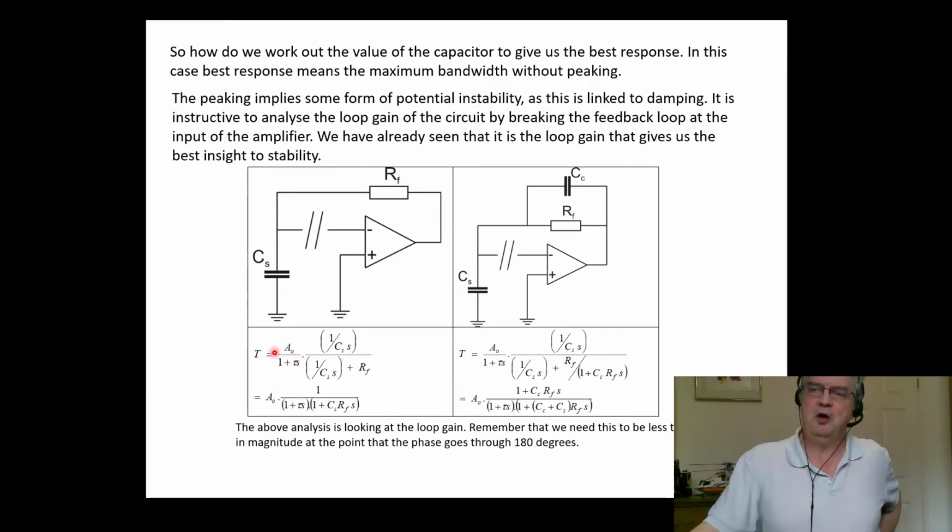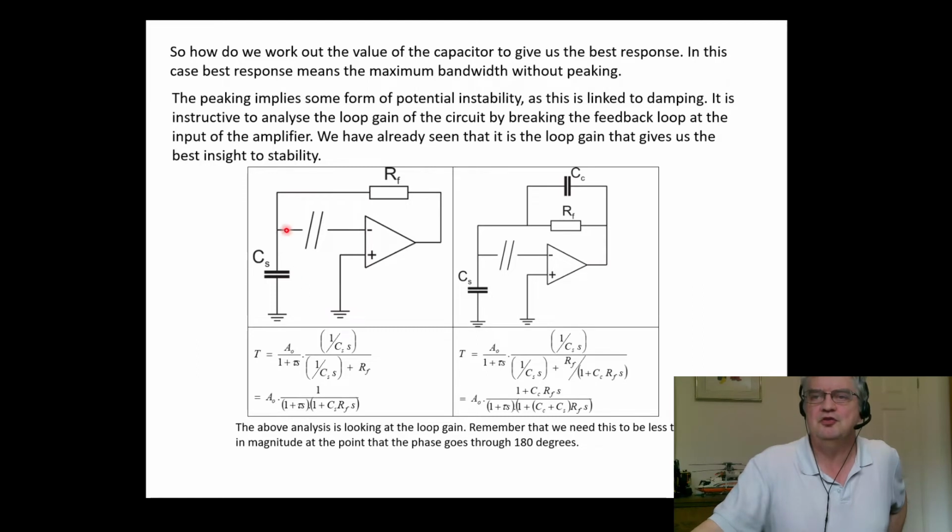So that's the open loop response to the op amp, and then we go around, come out of the op amp, and we go through RF, the feedback resistor, and then we go down through CS. So what's presented at this point here is sort of a potential divider, if you like, made up of RF and CS.